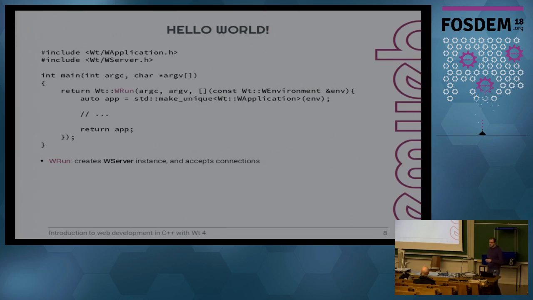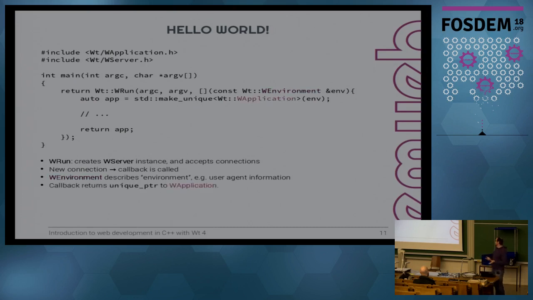And in our main function, we're going to create a WServer instance using this special WRun function. This WRun function takes your command line arguments and configures the server with them, like which port to listen to, stuff like that. And then it starts accepting connections. And when it gets a new connection, it calls this callback. And this callback then gets the WEnvironment, which is like user agent information, stuff about the current session.